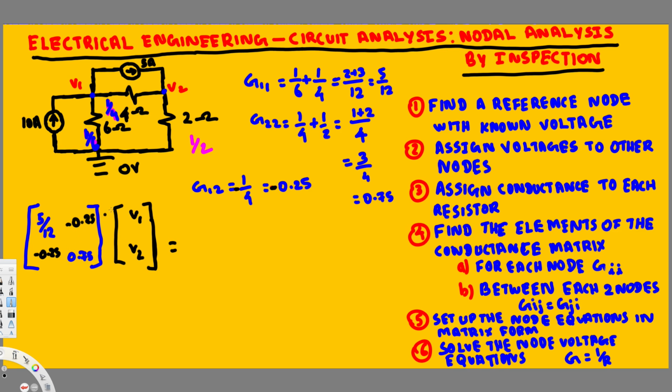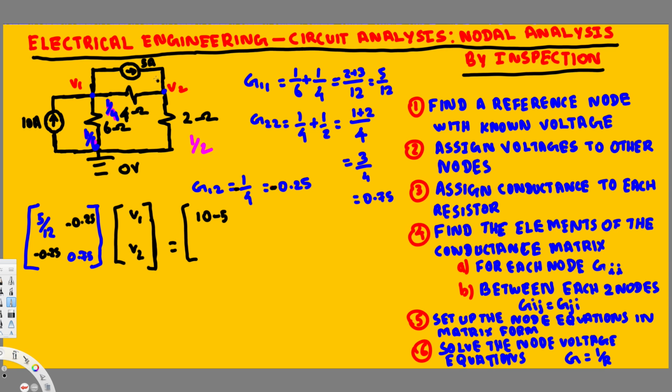Okay, so we have done this part, the conductance part. Now the next step is to look at the current sources entering through this first node. At the first node, we know that 10 ampere is entering and 5 ampere is exiting. So this is going to be 10 minus 5.